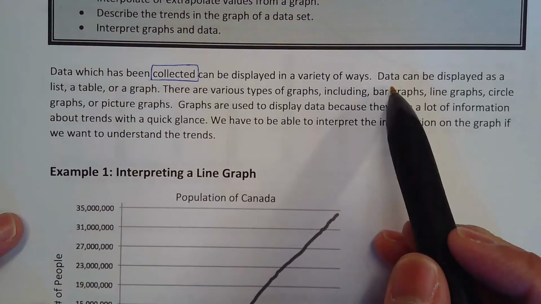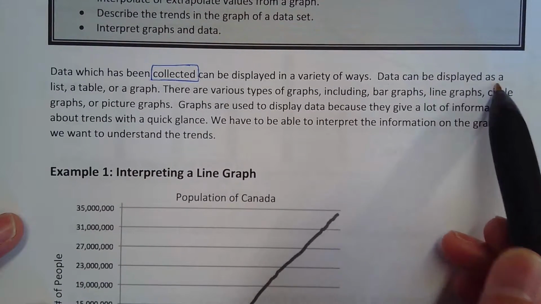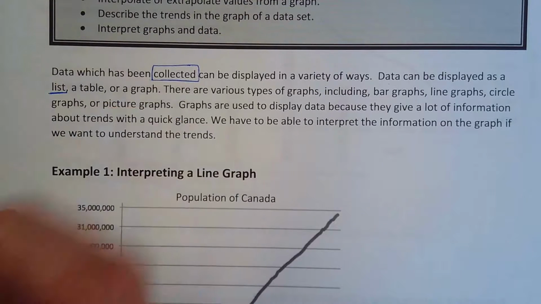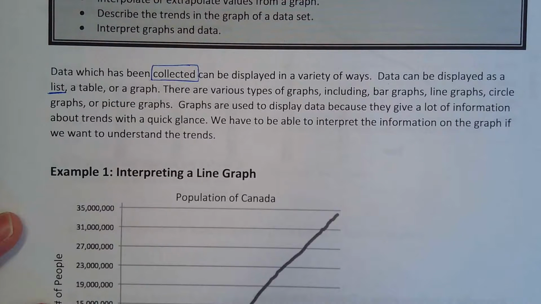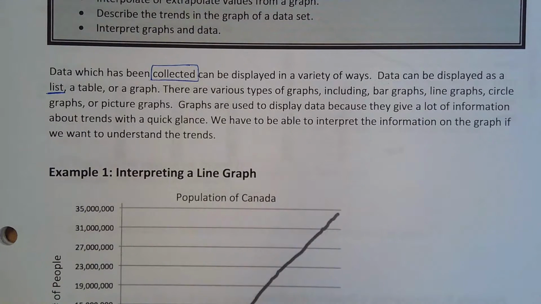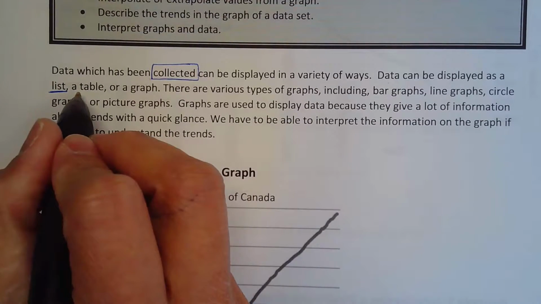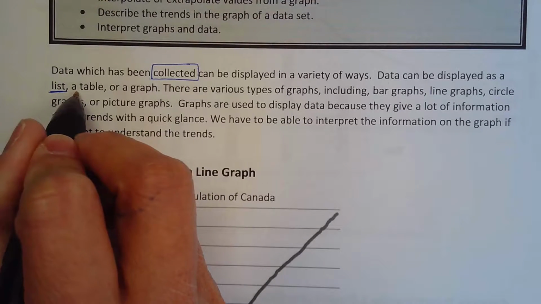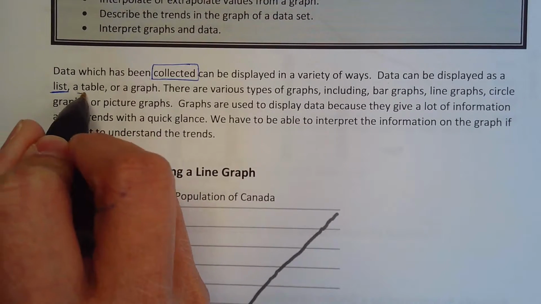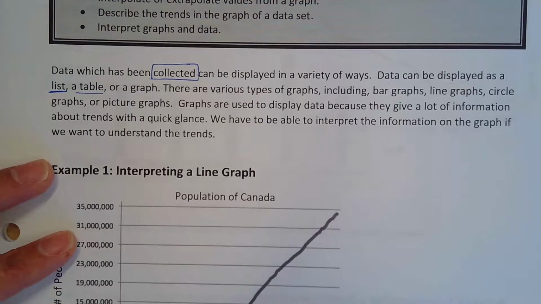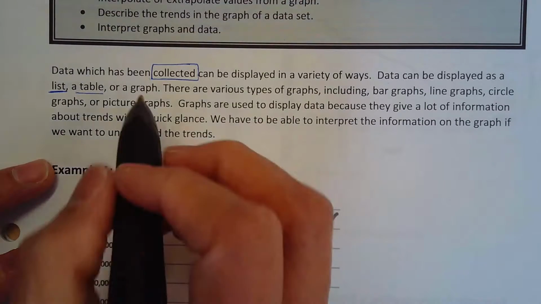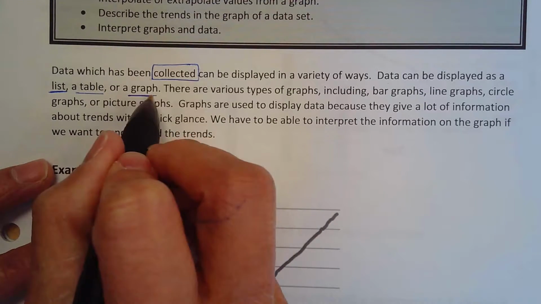So data can be displayed as a list, okay? We can have the data as a list, so just listing down the information that you got. We could display our data, or show our data, as a table of values. We're going to see that later on. Or we can show it as a graph.